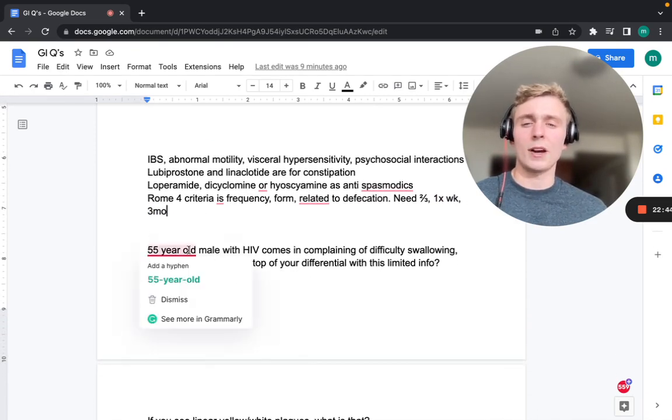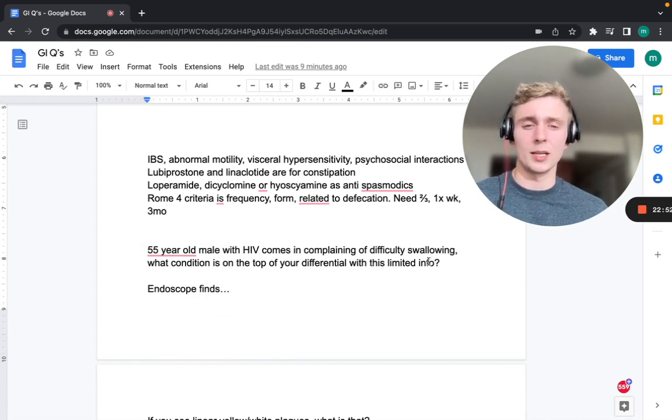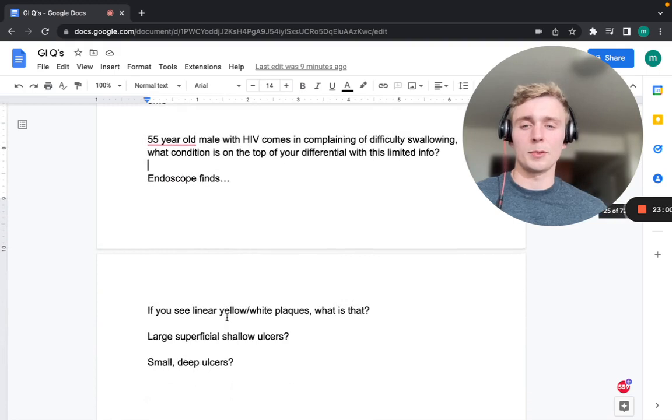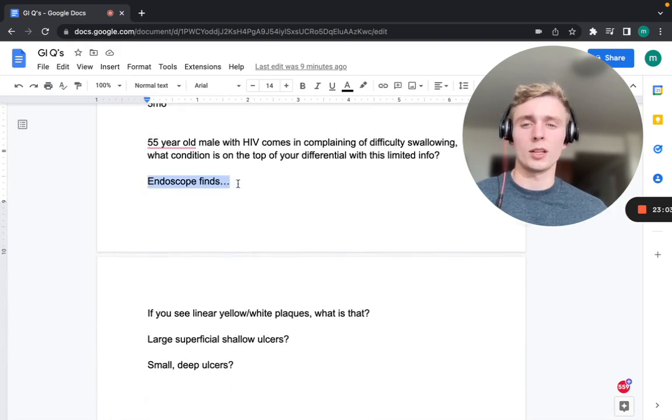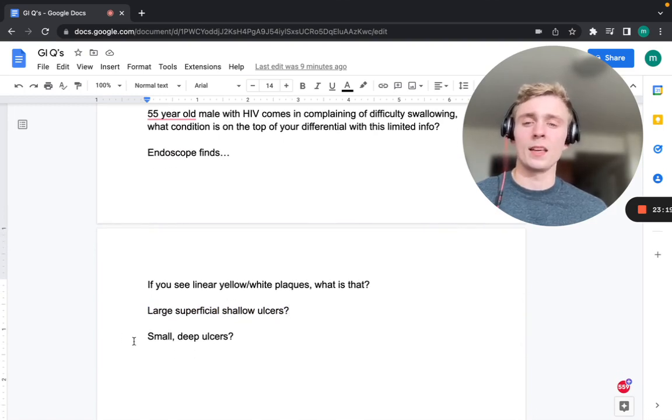Okay, next one. A 55-year-old male with HIV comes in complaining of difficulty swallowing. What condition is at the top of your differential with this limited info? So all you know is that he is 55 years old, he has HIV, and now he's having difficulty swallowing. What is this? What does the endoscopy find? So you do an endoscopy, you look in the throat, and what does it find? And here's a couple other ones. If you see linear yellow-white plaques on the endoscopy, what is that? If you see large, superficial, shallow ulcers, what would you think that is? If you see small, deep ulcers, what will you think that is?